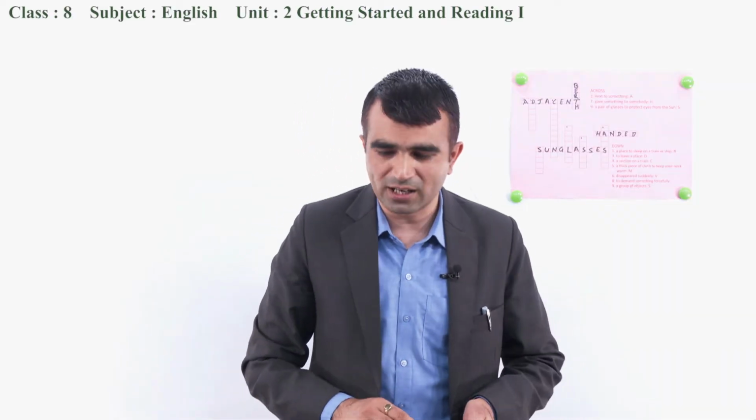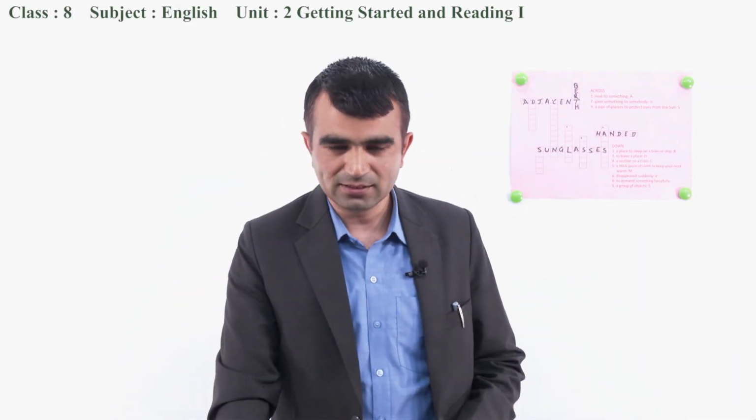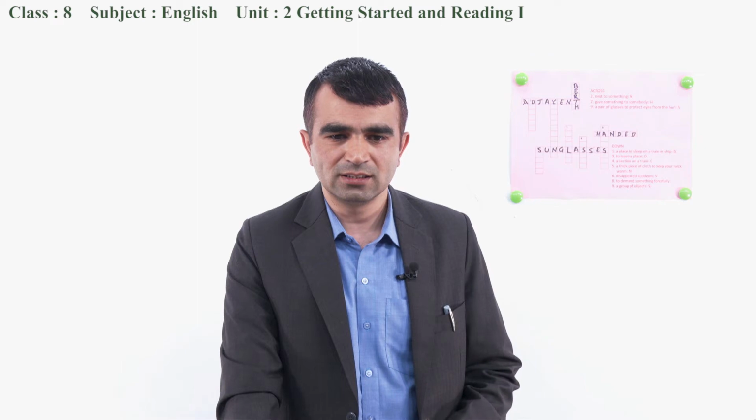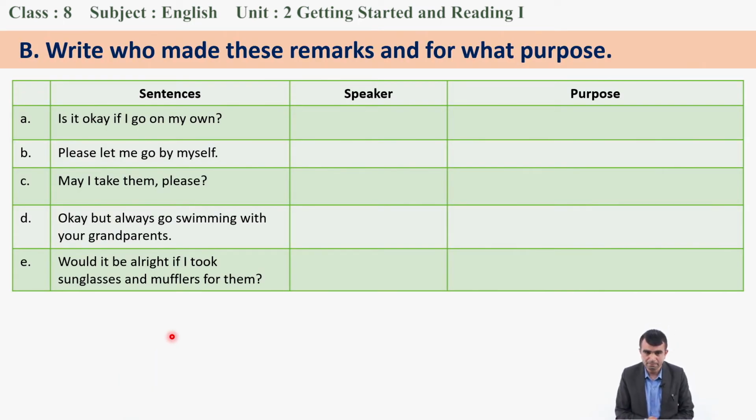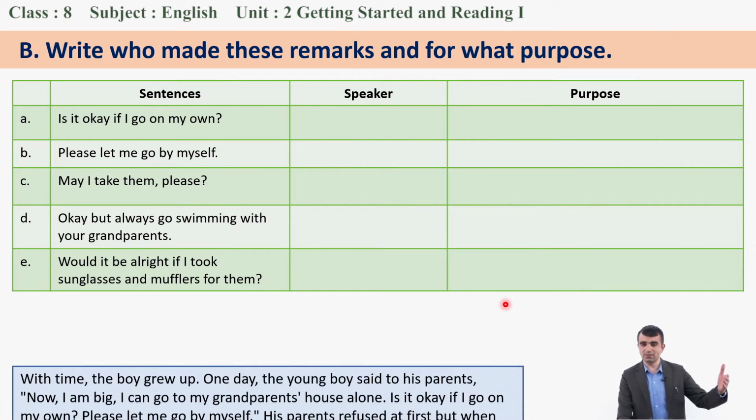Now let's come to another. That is exercise B. Write who made these remarks and for what purpose. Who said it and for what purpose they said it. A. Now one remark: Is it okay if I go on my own? Well, who said it? Now go back to the reading and find out.